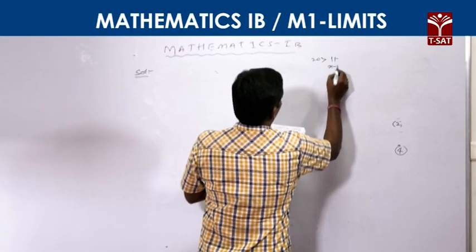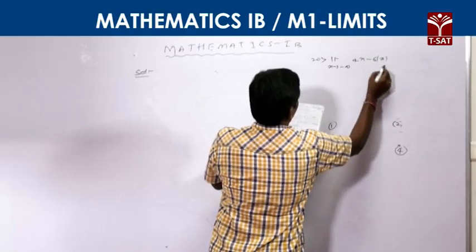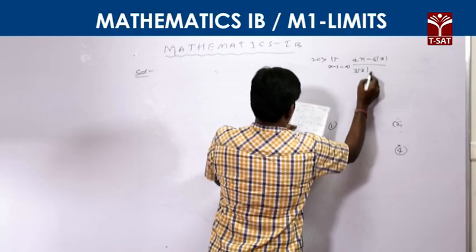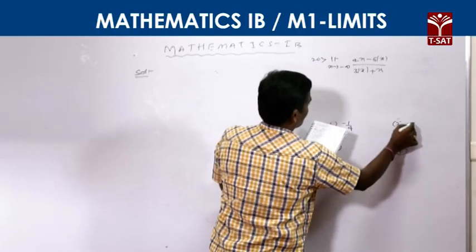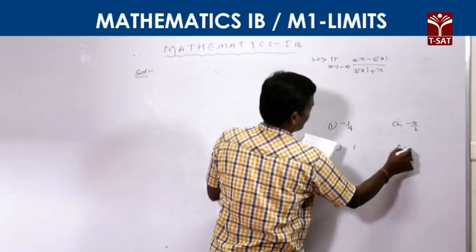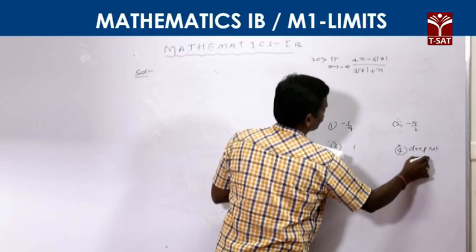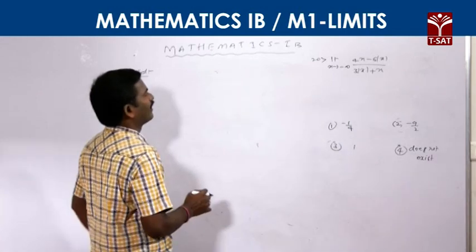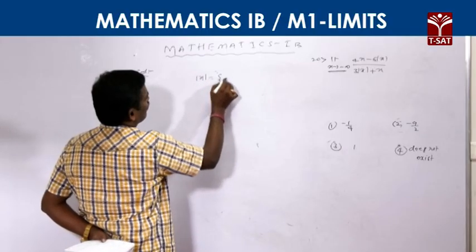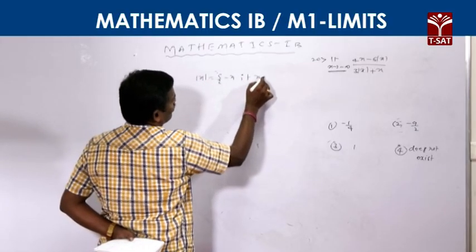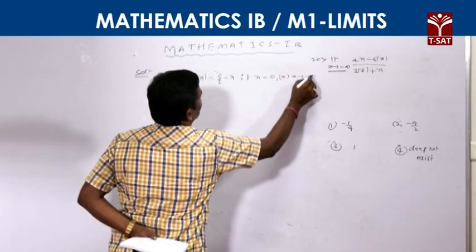Limit as x extends to minus infinity, (4x minus 5 mod x) by (3 mod x plus x). Options are minus 1 by 4, minus 9 by 2, 1, does not exist. Here also x approaches minus infinity. So mod x can take minus x if x is less than 0, that is the case where x approaches minus infinity.